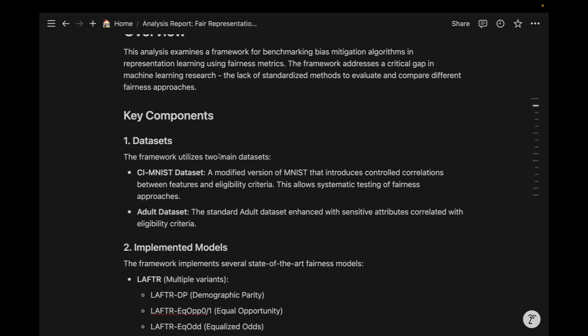Our research addresses three key problems: the lack of standardized ways to compare different fairness methods, the difficulty in measuring the effectiveness of bias mitigation techniques, and the need for a common framework to analyze these approaches.